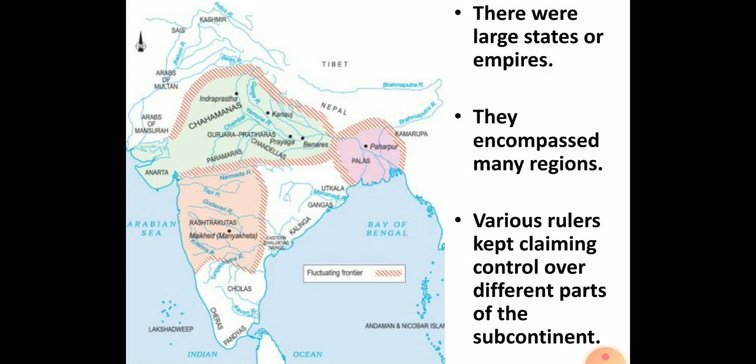Moving further in this chapter, let's learn about region and empires. There were large states or empires that encompassed many regions. For example, in a Sanskrit Prashasti, there is a praise about Delhi Sultan Ghayasuddin Balban. It explained that he was a ruler of a vast empire.